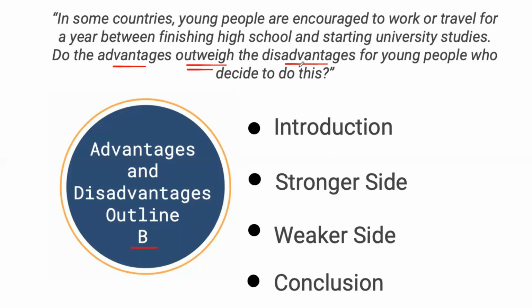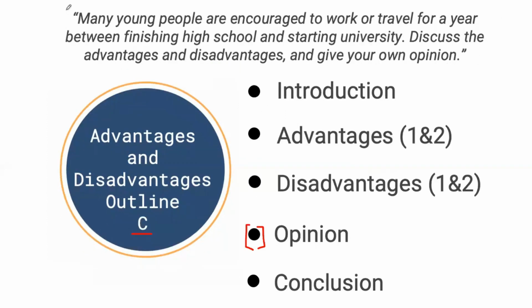So your opinions are included here, but outline C is really the opinion type of essay because you have a space in a paragraph that is designated for your opinion. Let's go ahead and read the prompt. Many young people are encouraged to work or travel for a year between finishing high school and starting university. Discuss the advantages and disadvantages and give your own opinion.